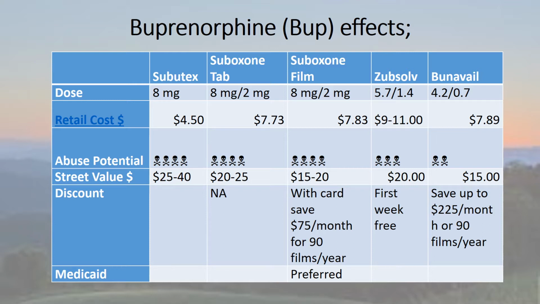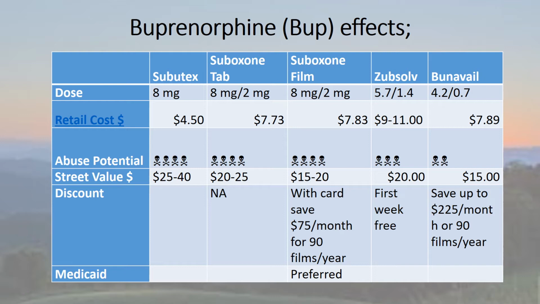Suboxone is the same medication, but with the addition of naloxone, which is an opiate blocker, which means it cannot be snorted or injected. This is the preferred medication type. It tastes a little bit better, and most clinics use this instead of the pure Subutex or buprenorphine. Cost is about $7.73, $20 to $25 on the street.